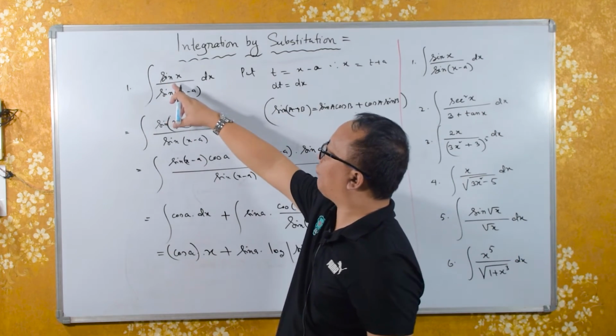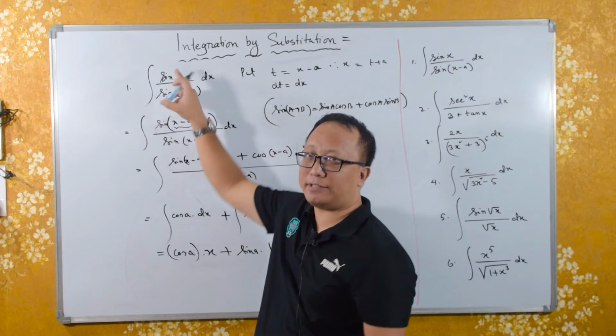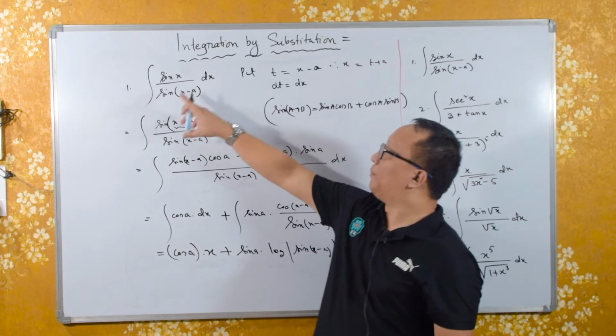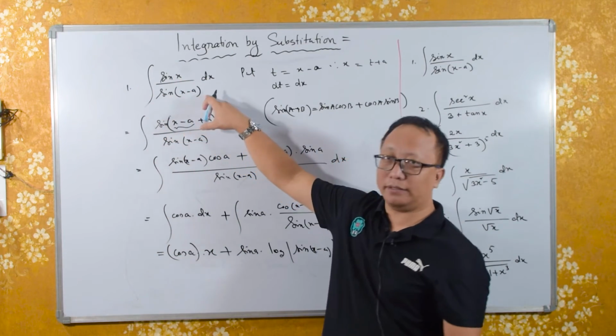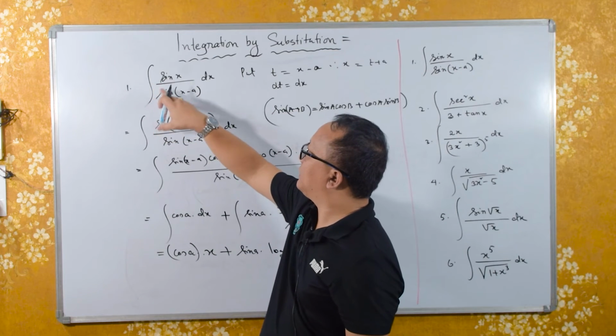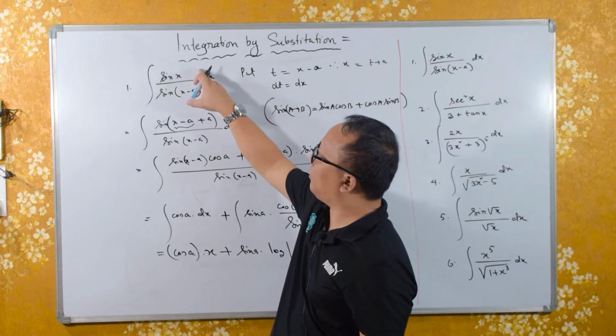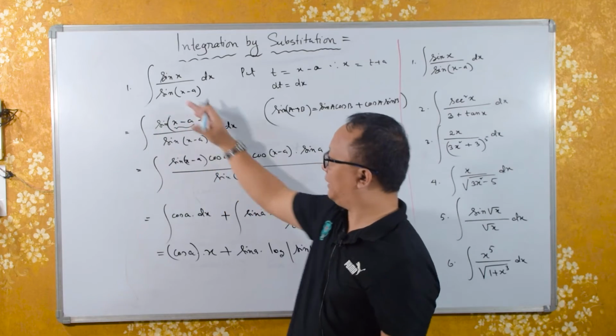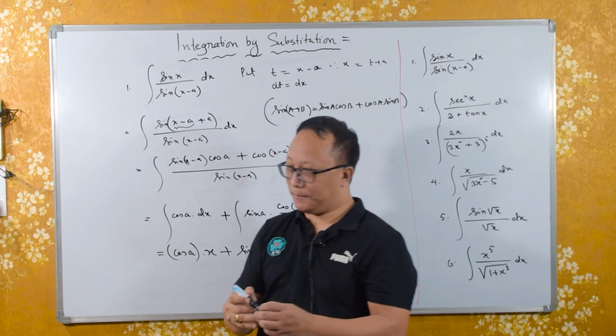Similarly, instead of sines, if we have cos of x upon cos of x minus a, or if we have cos of x minus a or plus a upon cos x, in this way we can solve.